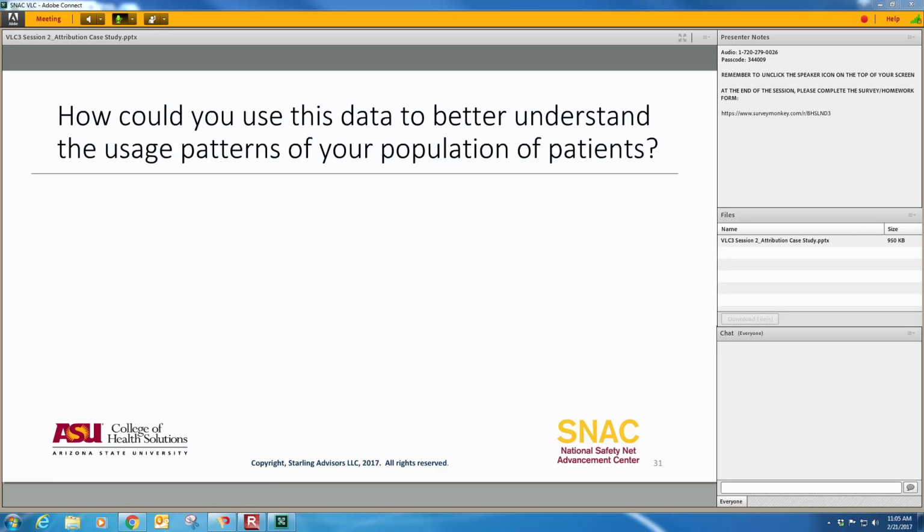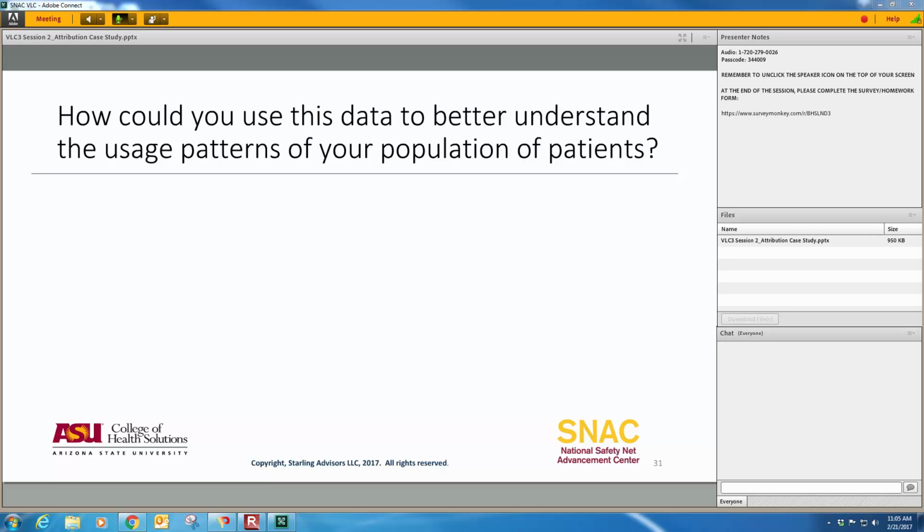This is really the key, though, is that they find this data to be very helpful in better understanding the usage patterns of the population of patients that they serve. A lot of things quickly come to light that really make it possible to better understand their population.